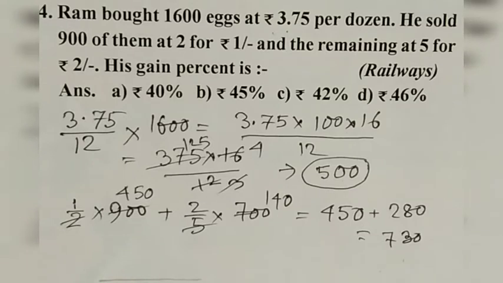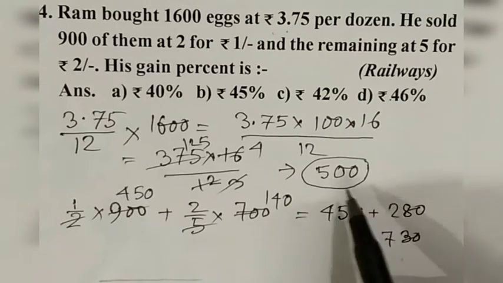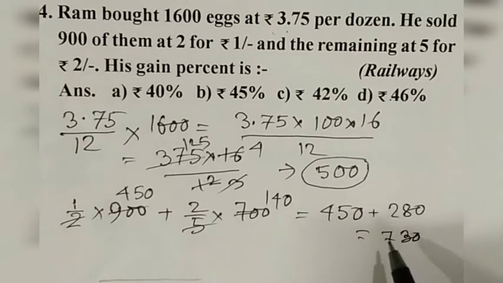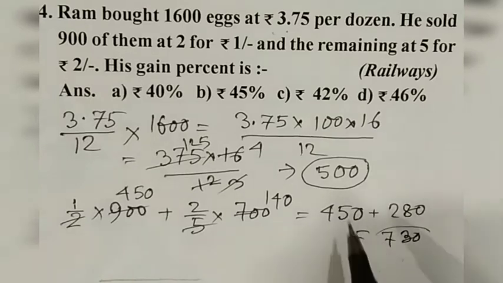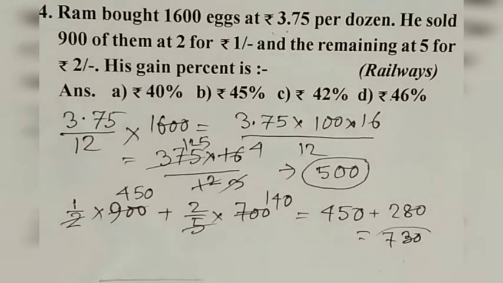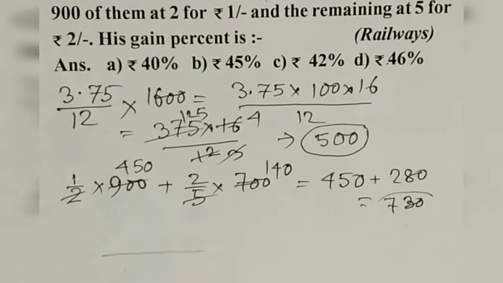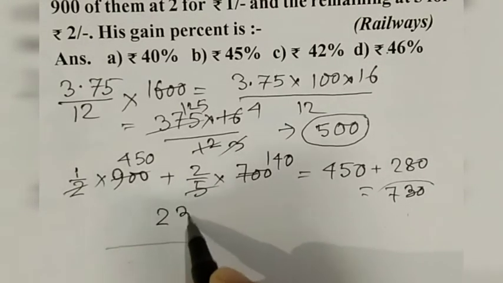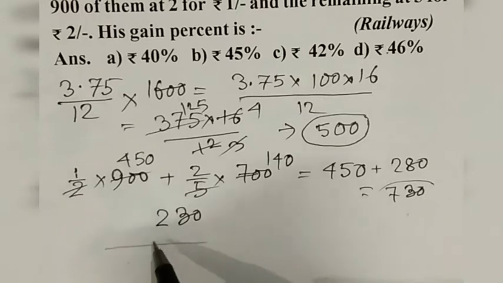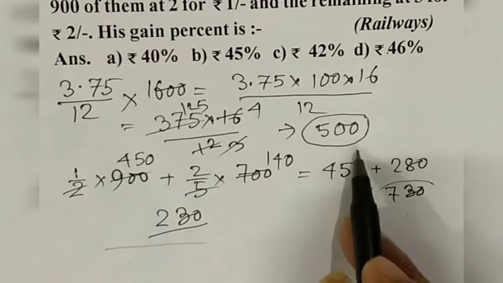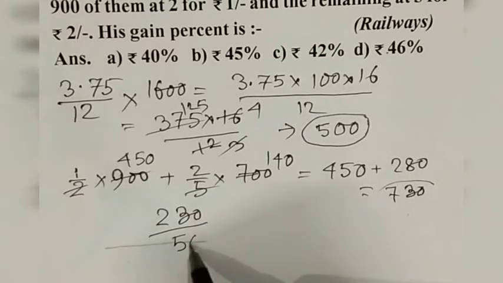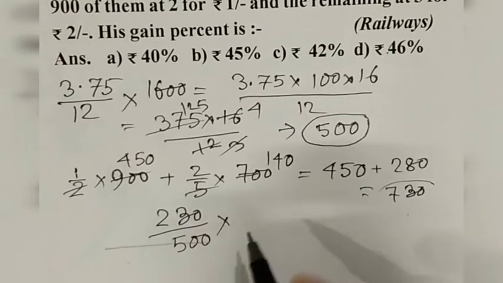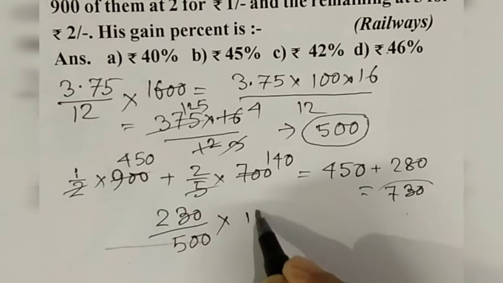Then profit is cost price 500 and selling price 730. Then profit is 230. Then gain percentage is 230 by cost price into 100%.